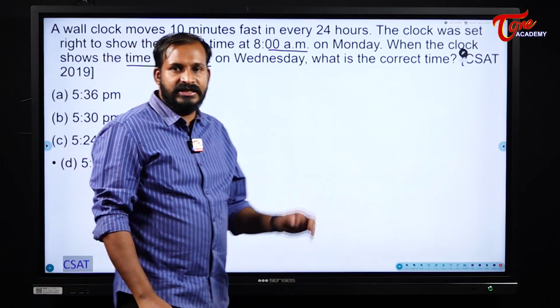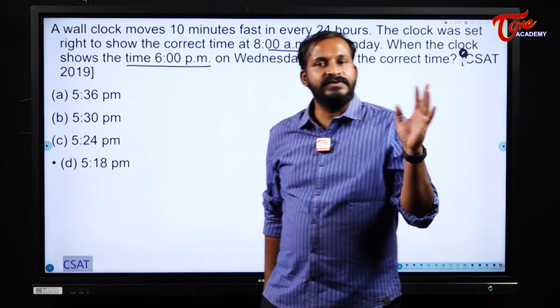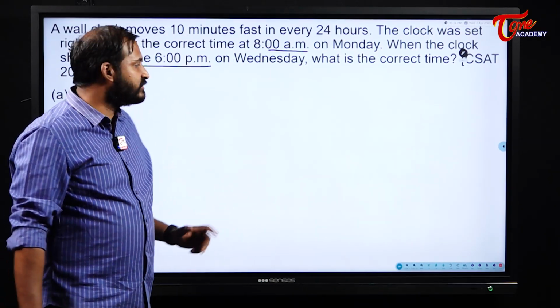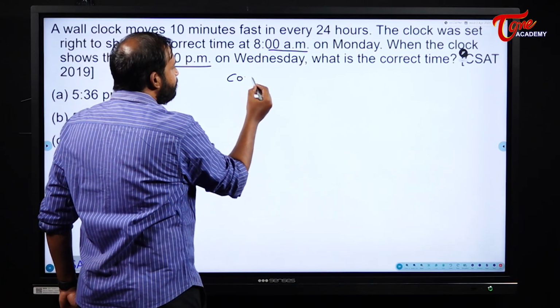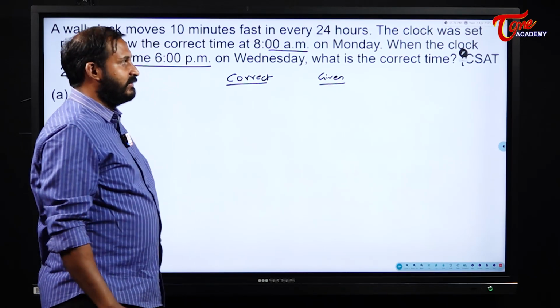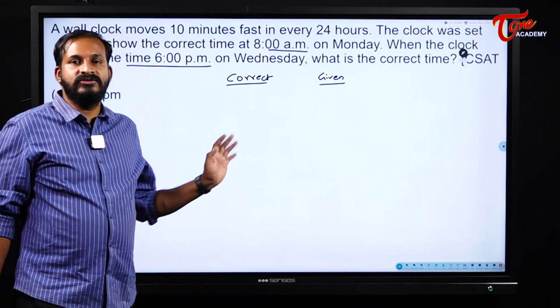See, whenever you see these types of questions, students, we should always solve the problem with the help of comparison. Comparison means what? A correct clock and the given clock. Correct one and given one. Now based on this we are going to solve.